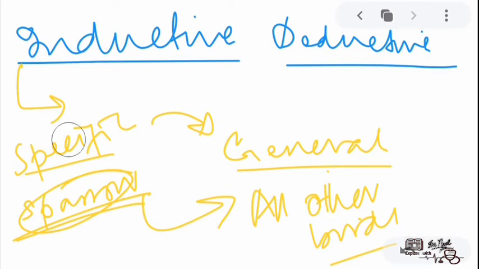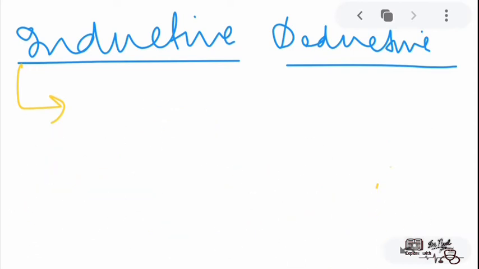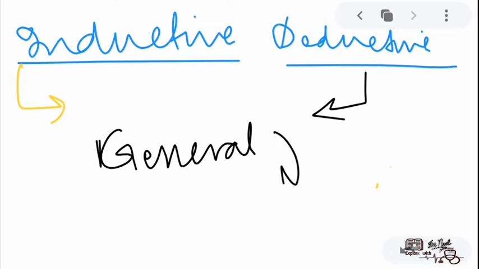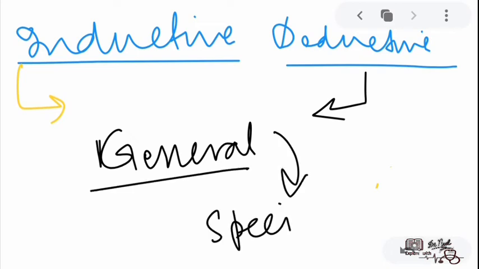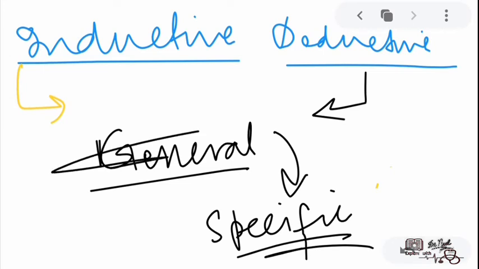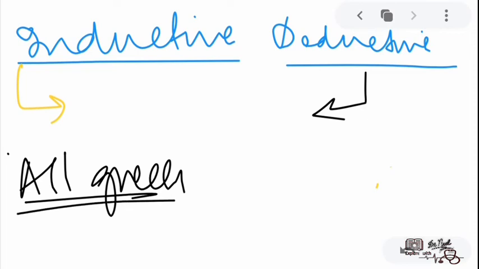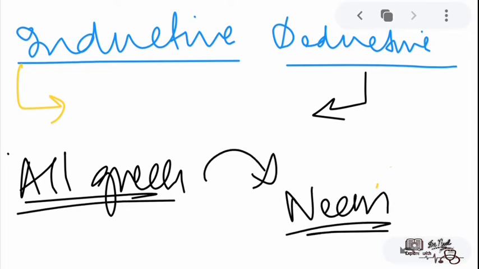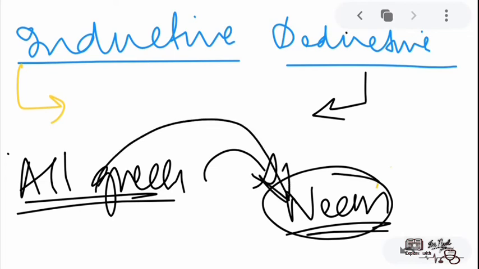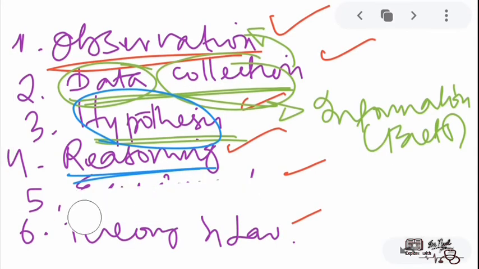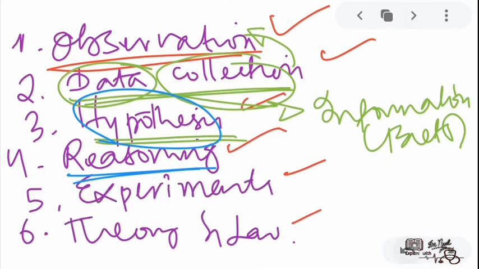Similarly we have deductive reasoning. In deductive reasoning we actually move from a general observation to a specific fact. Just for an example, we see all the green plants can produce their food from photosynthesis. From this observation, what we interpret is that since the neem is also a green tree, the neem can also produce its food from photosynthesis. So this is all about reasoning.